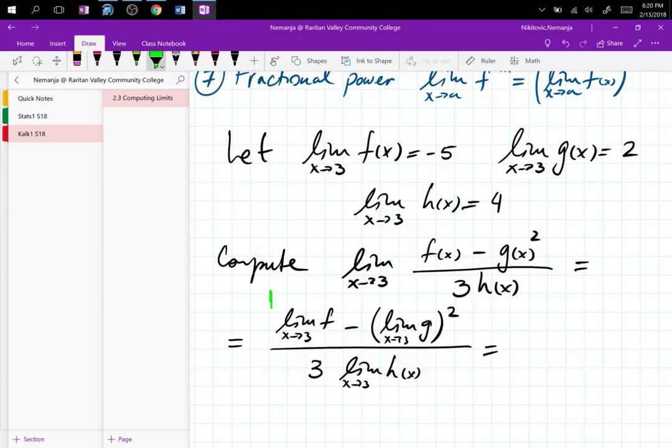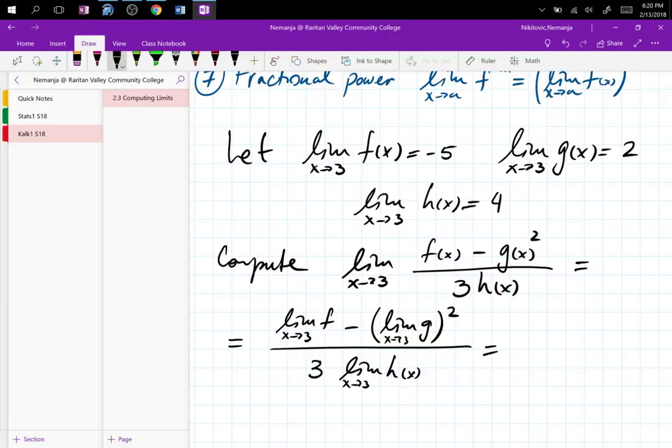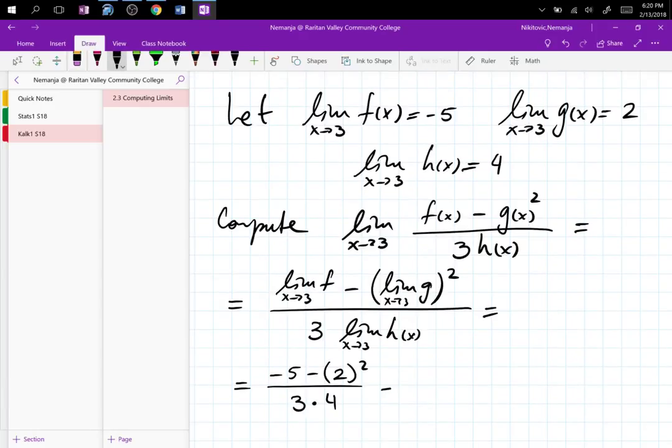So if you look over here, this block is this. So what replaces the limit of f? -5. So this is equal to -5 minus, and now this is g, but g needs to be squared, so 2 squared, and then h is 4, 3 times 4. So we have -5 minus 4 over 12. This is -9 over 12, and when you cancel by 3 you get -3/4. I don't even know what f, g, and h are, but I was able to compute the whole thing because I had individual limits.